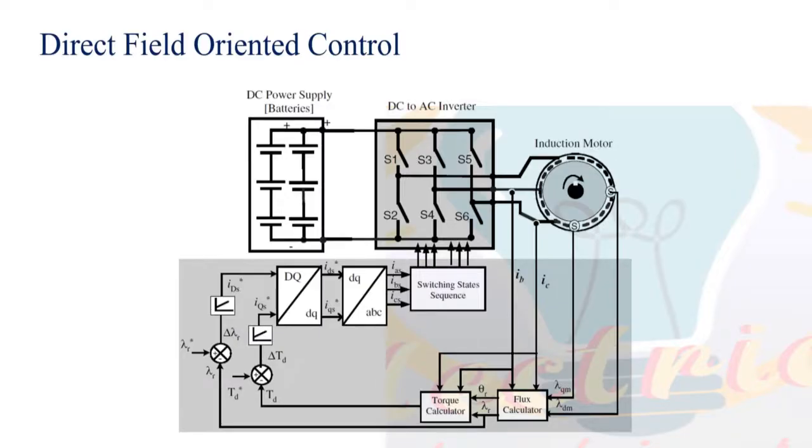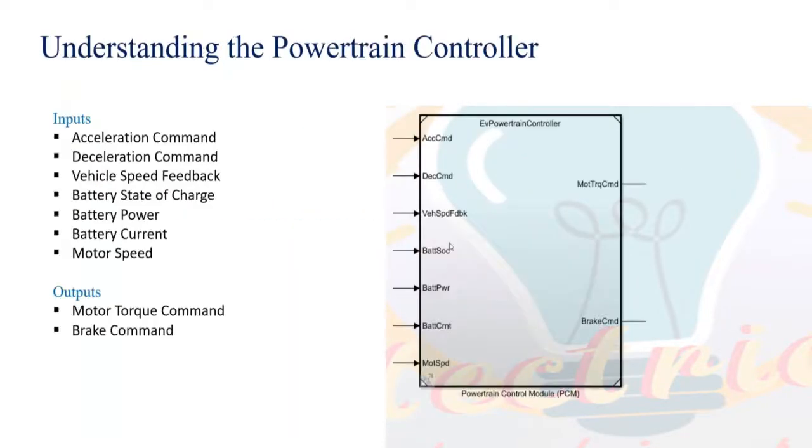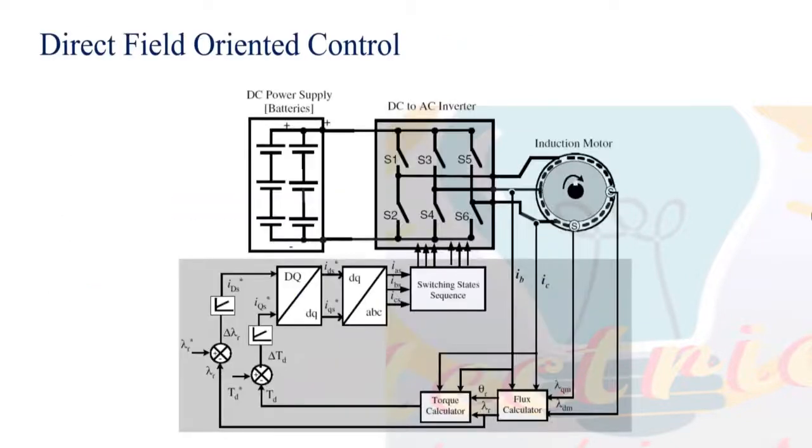So what happens is, if you look at the previous picture that we were discussing, we are giving an accelerator command and the powertrain controller determines the torque command, right? Torque command. And what does that torque command mean? What do people think? What is meant by the torque command from the controller? How much torque command is nothing but the current.